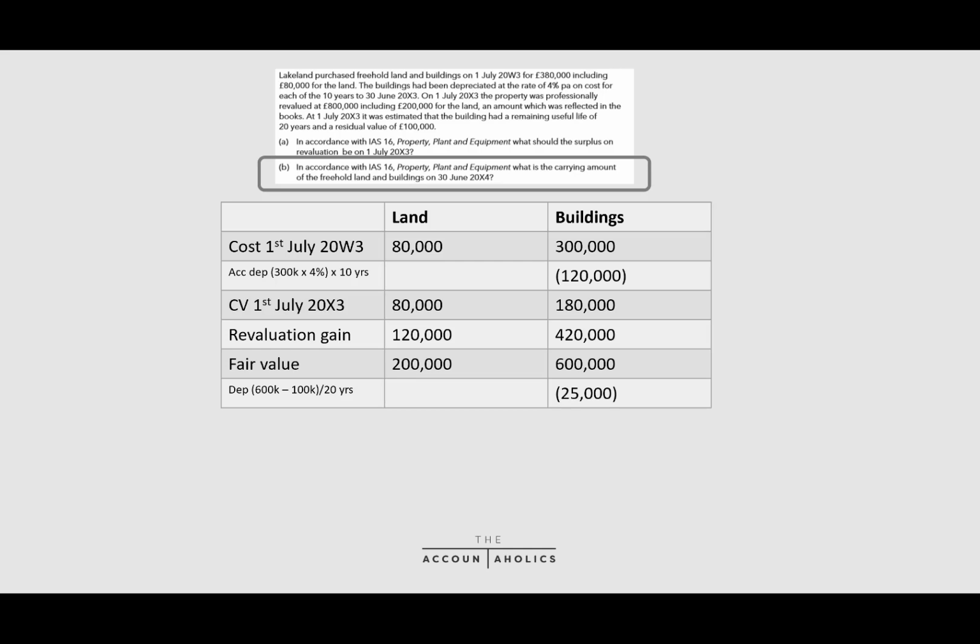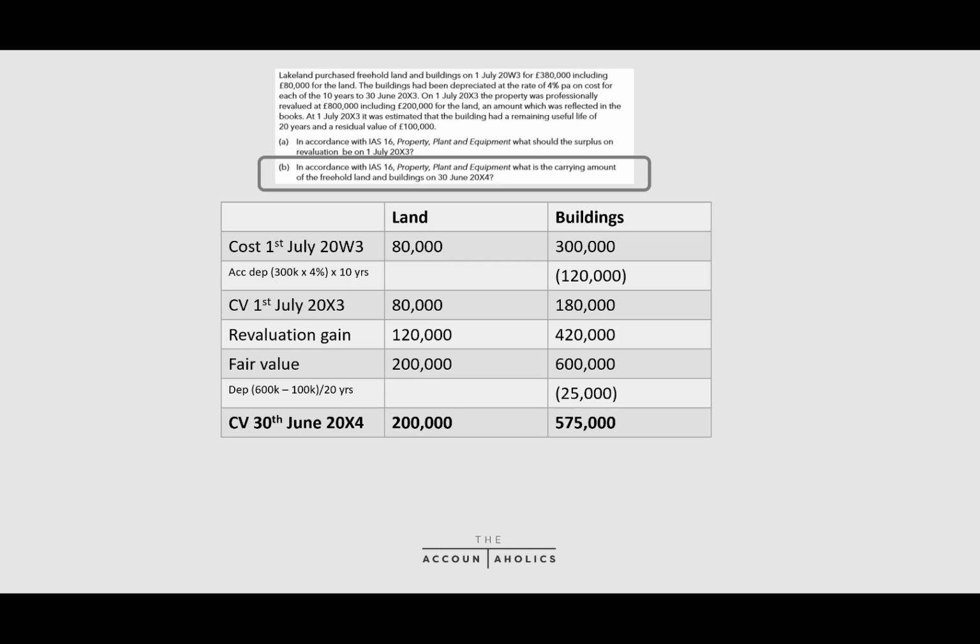So the information does tell us that once it's been revalued, it's a 20-year life on the buildings and a residual value of 100,000. So notice in the equation we're taking 600,000 less the 100,000 residual value spread over the remaining life of 20 years. That gives us then the carrying value at the end of the current year that's going to amount to 200,000 for the land and for buildings 575,000.